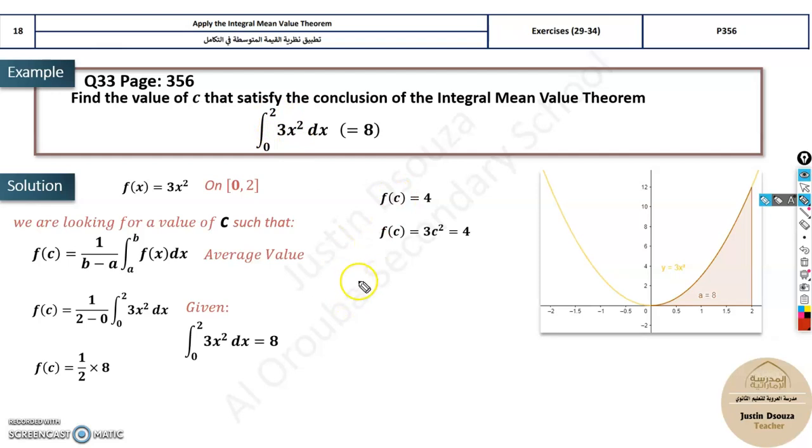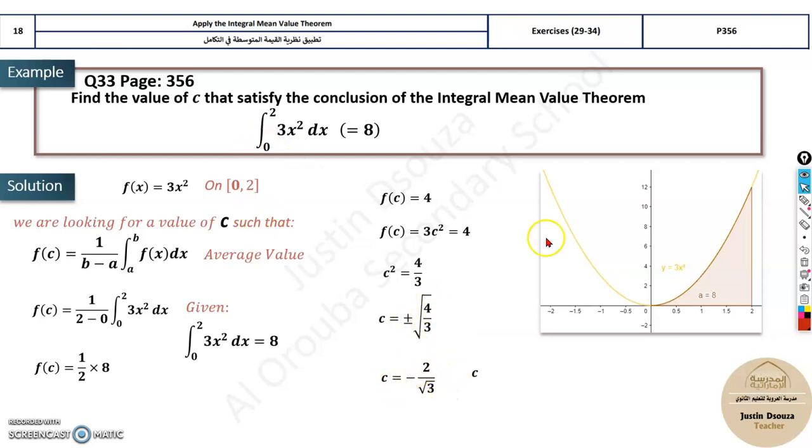Over here, instead of f of x, put c. So 3c square must be equal to 4. Now try and find the c value. So now you're just taking the 3 to the other side, dividing and taking the square root. It is plus or minus square root of 4 by 3. When you solve it, it'll be 2 by root 3.